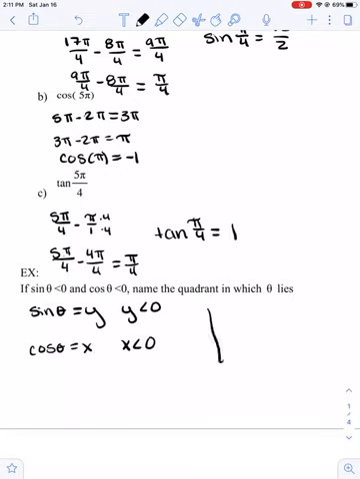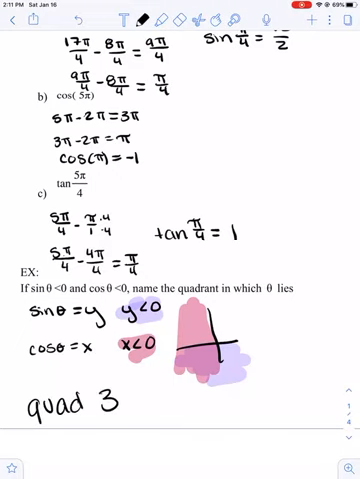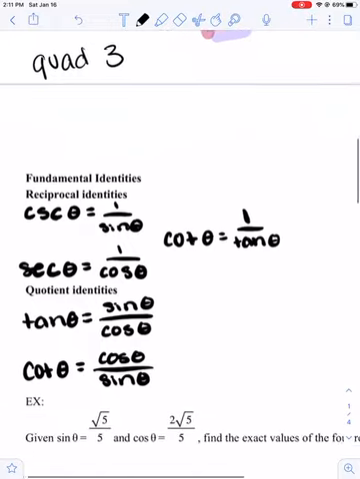So where on a coordinate plane are both y and x values less than 0? So here's where y values are less than 0. So we'll do y values less than 0 in the purple. And then for x less than 0, we'll do in the pink. So our double shaded area is in quadrant 3. So theta lies in quad 3.